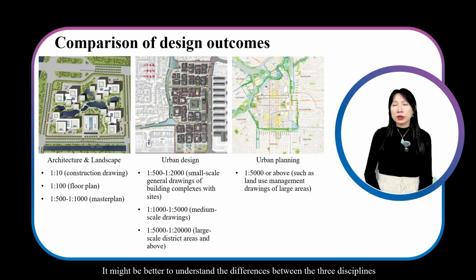It might be better to understand the differences between the three disciplines from their design outcomes. It can be seen that architectural and landscape architectural drawings are at the smallest scale, while urban planning drawings are at the largest scale. Urban design drawings are in between the two.